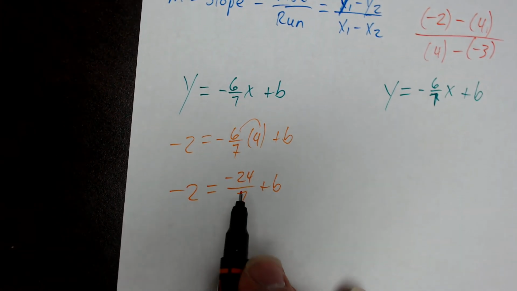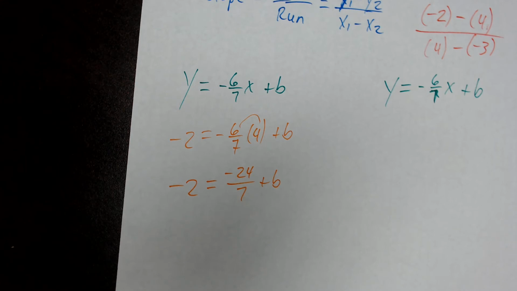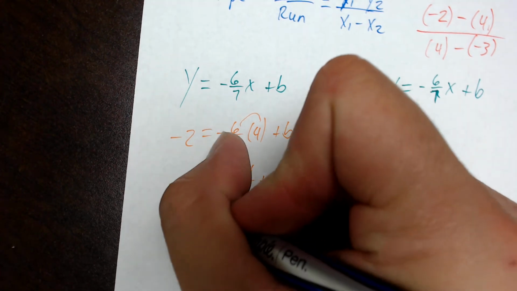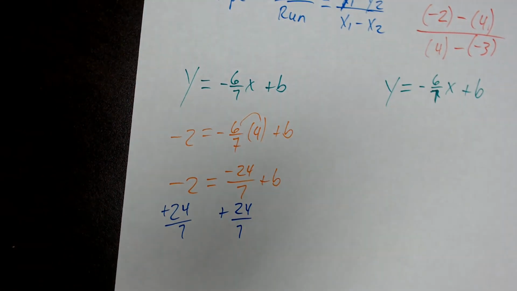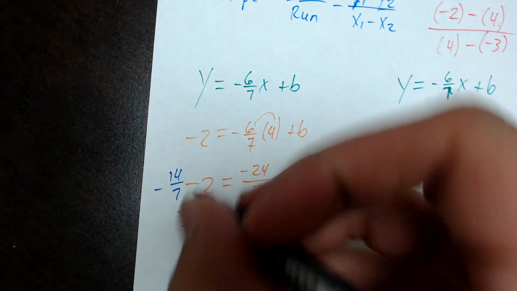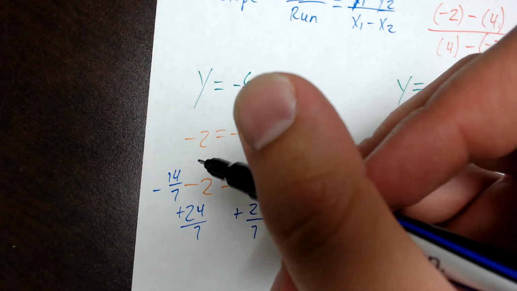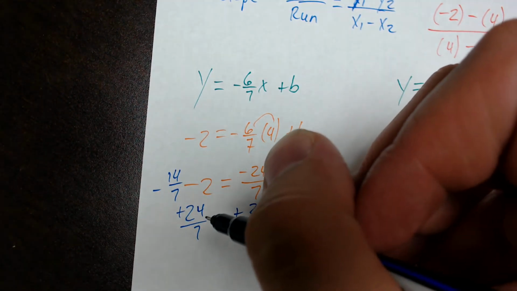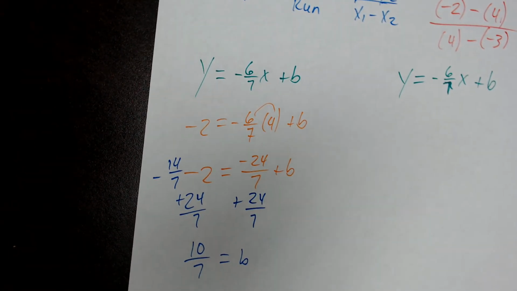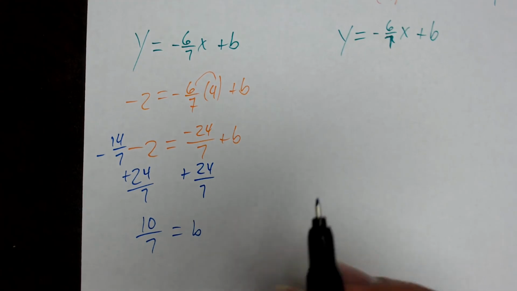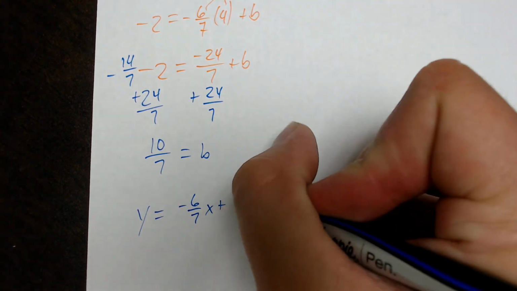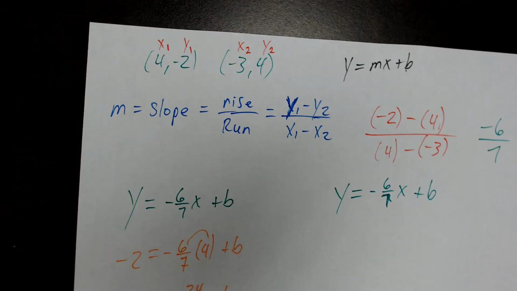Now to finish solving for b, I have to add this to the other side. So I'll add 24 over 7. If I take 2 and put it over 7, this would end up becoming -14 over 7. I'm just rewriting the -2. So -14 plus +24 gives me +10 over 7. And that is going to be equal to b. So my final equation here is y is equal to negative 6/7 x plus 10 over 7. And that was using these first 2 points.